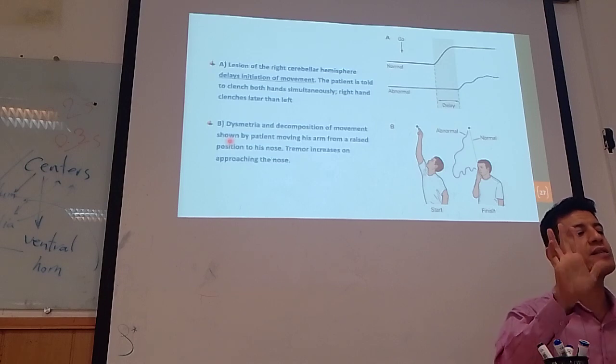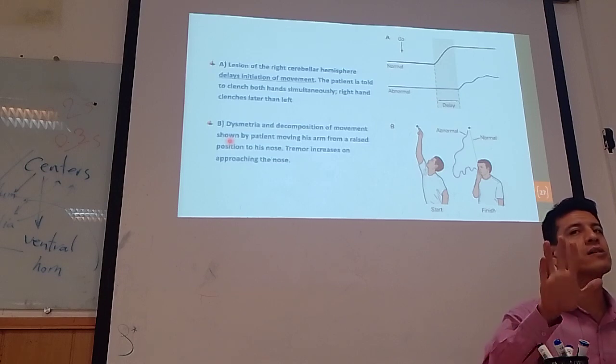When there is a lesion in the right cerebellar hemisphere, the movements on the right side will be delayed.